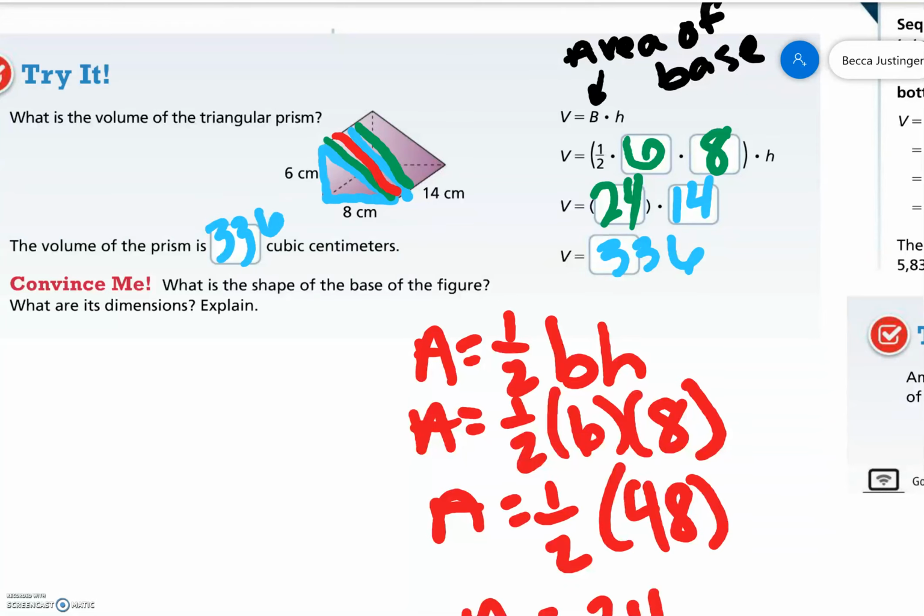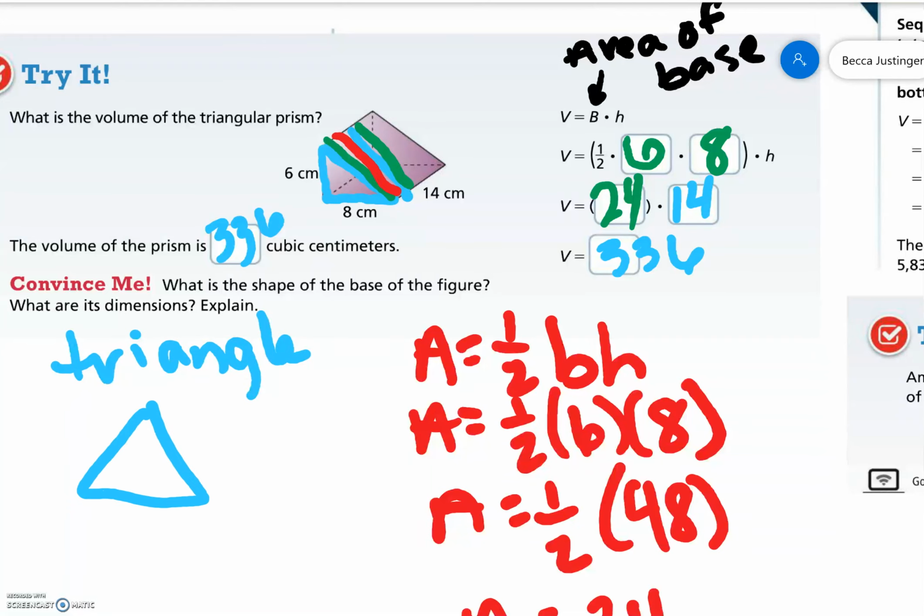What is the shape of the base of the figure? What are its dimensions? Well, the shape of the base of the figure is a triangle. And the triangle's dimensions, it's actually a right triangle. The dimensions, the base is 8 and the height is 6 centimeters.